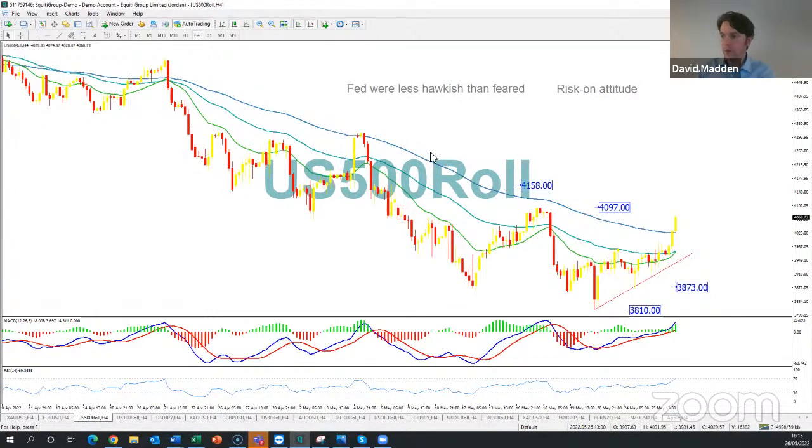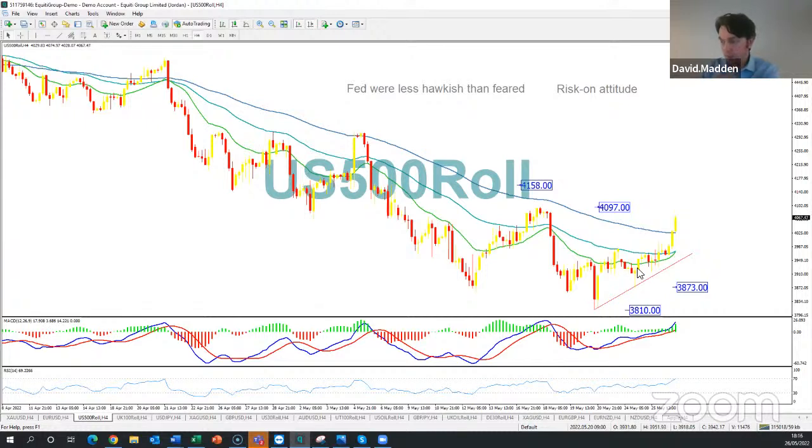Looking here at the US 500, the S&P 500, what's been going on with the S&P 500? Well, we can see here that, as I mentioned, traders are in a risk-on attitude. The Fed were less hawkish than expected. So part of the reason why the US 500 last Friday fell to its lowest level in 15 months was because of fears that there were going to be several large interest rate hikes from the Federal Reserve in the pipeline. It looks as if there are two large rate hikes from the Fed in the pipeline, but traders were fearful that there'd be even more. So that was why the markets were driven last Friday to a 15-month low.